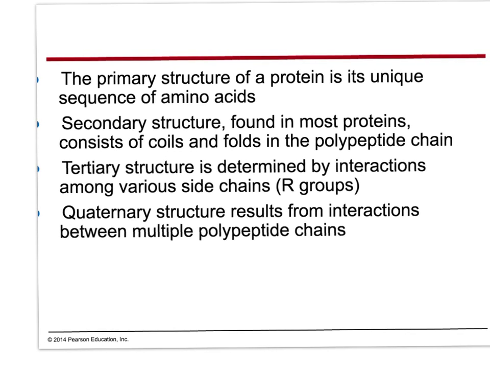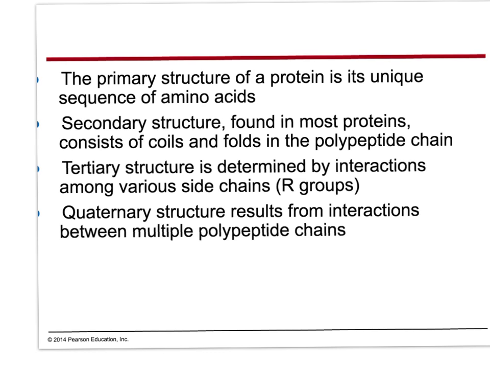Secondary structure is also found in most proteins. It consists of coils and folds in the polypeptide chain. Secondary structure depends upon hydrogen bonding between R groups. So hydrogen bonding, and then you have interactions between R groups that allow for tertiary structure. You'll see in a second what it looks like in terms of the molecular models. And tertiary structure is also globular structure.